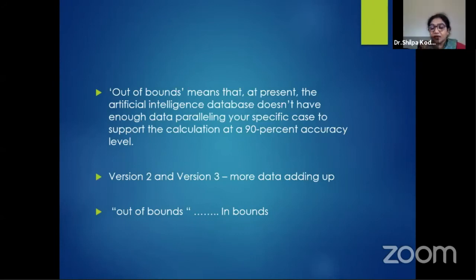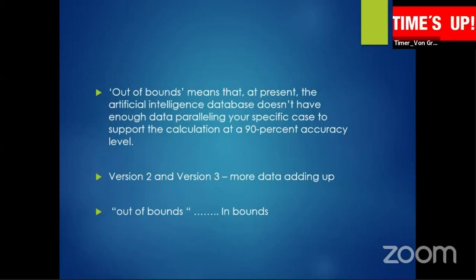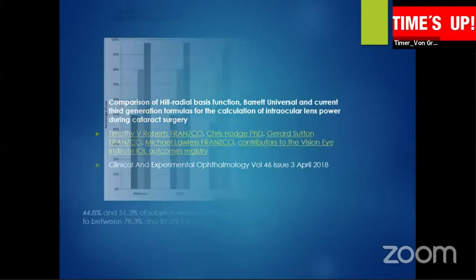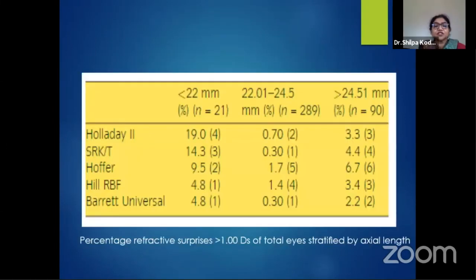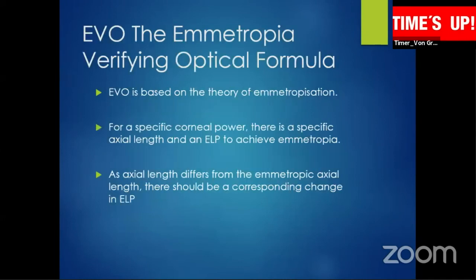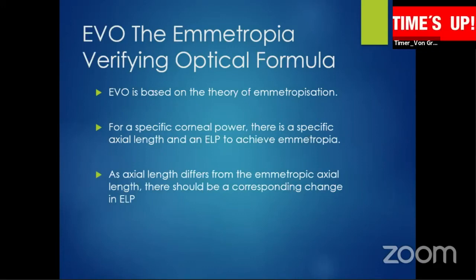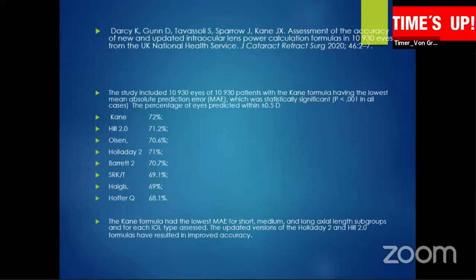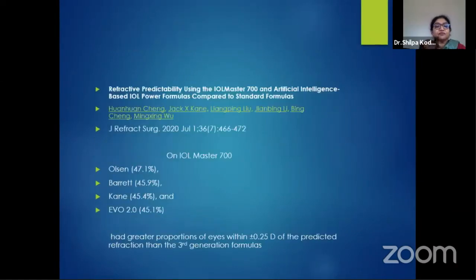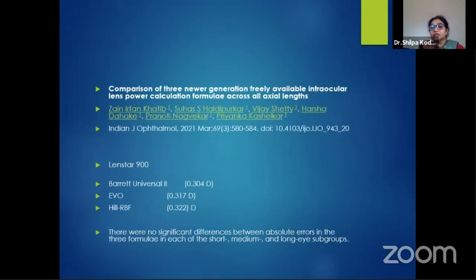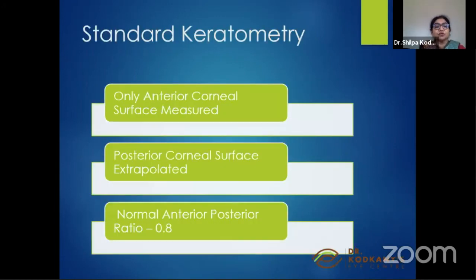So versions 2 and 3 have come in, where out of bounds goes into in bounds as the versions get higher. So these are some of the studies, and the Kane formula, which is above, is an added advantage. The EVO, there have been studies which find that Kane's is 72% more accurate. And then we also have an Indian study in the Indian Journal of Ophthalmology, where it is compared on the LensStar, and it is seen that there is no statistical difference between all these newer formulas.